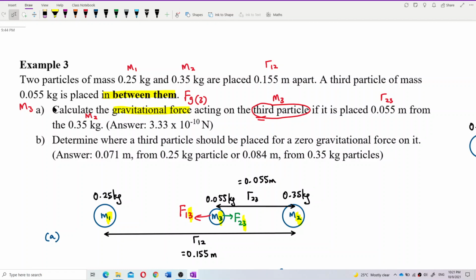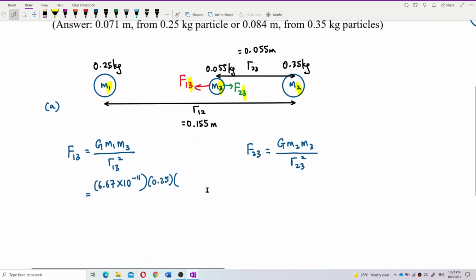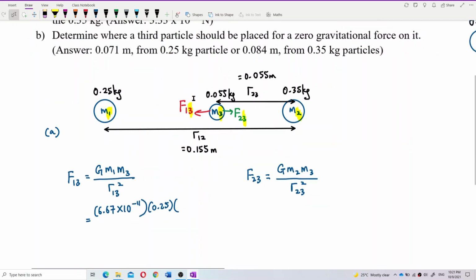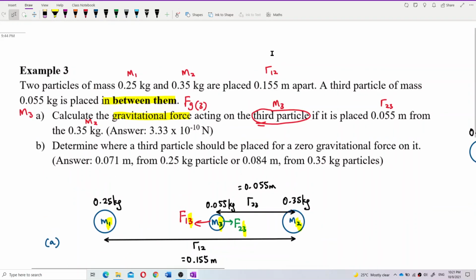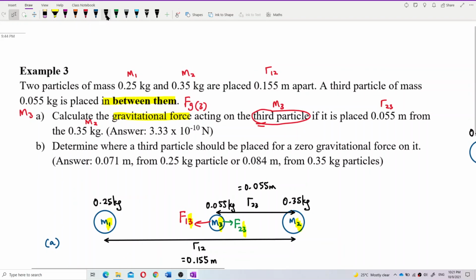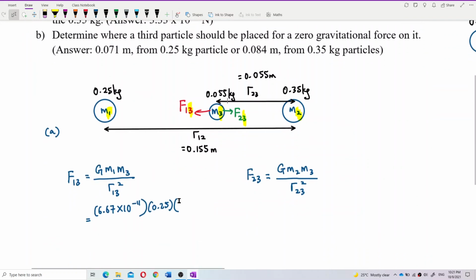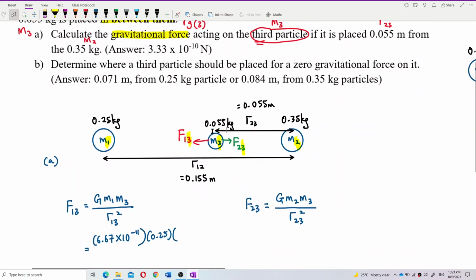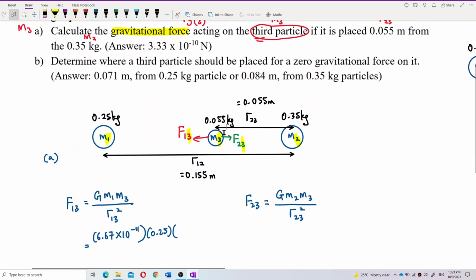I label here so that it is easy for me to retrieve the value when I want to substitute. I always write the value in the diagram for easier reference. I don't need to refer to the question anymore. So now continue. Mass 3 is 0.055 kilogram. Put the value there.